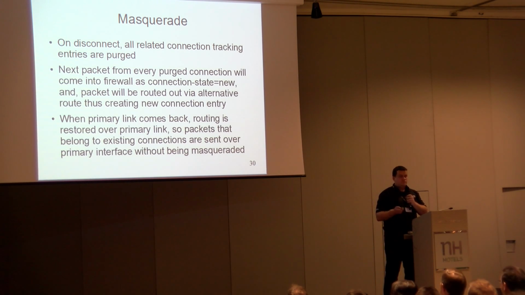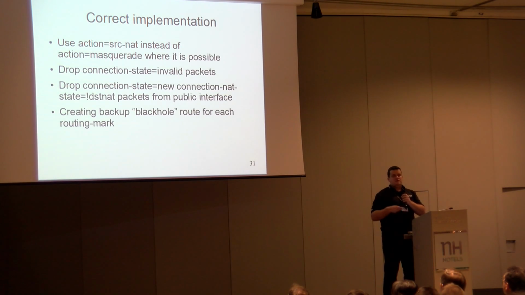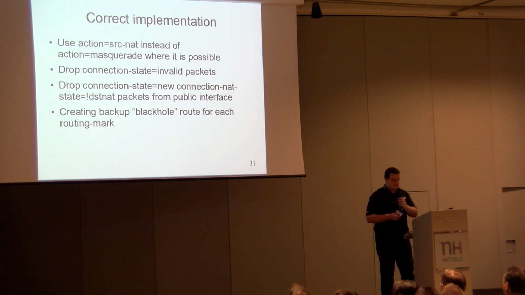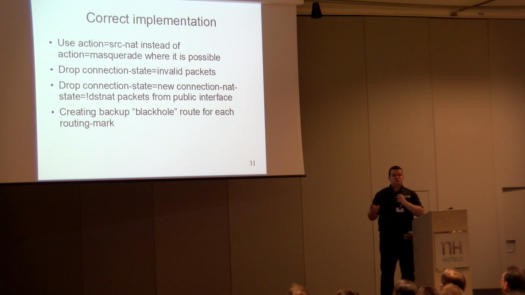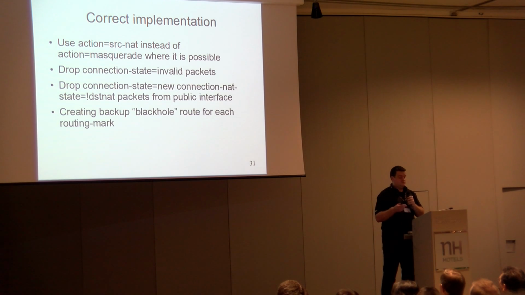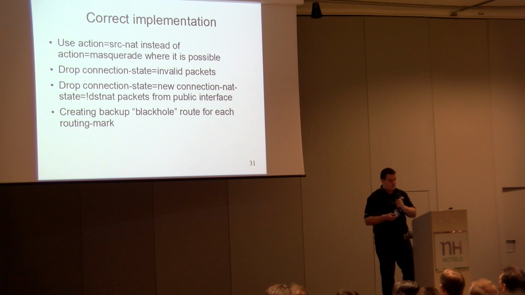So that's how Masquerade works. The problem is that those Masquerade entries were purged in the first place. So if you use SourceNet instead of Masquerade, there will be no such thing as purging the connection. And if your main link just flapped, your connections will restore, the NAT states will remain, and everything will be fine. If you can't use SourceNet, there's a possibility that you have to use Masquerade because those IP addresses are dynamic.